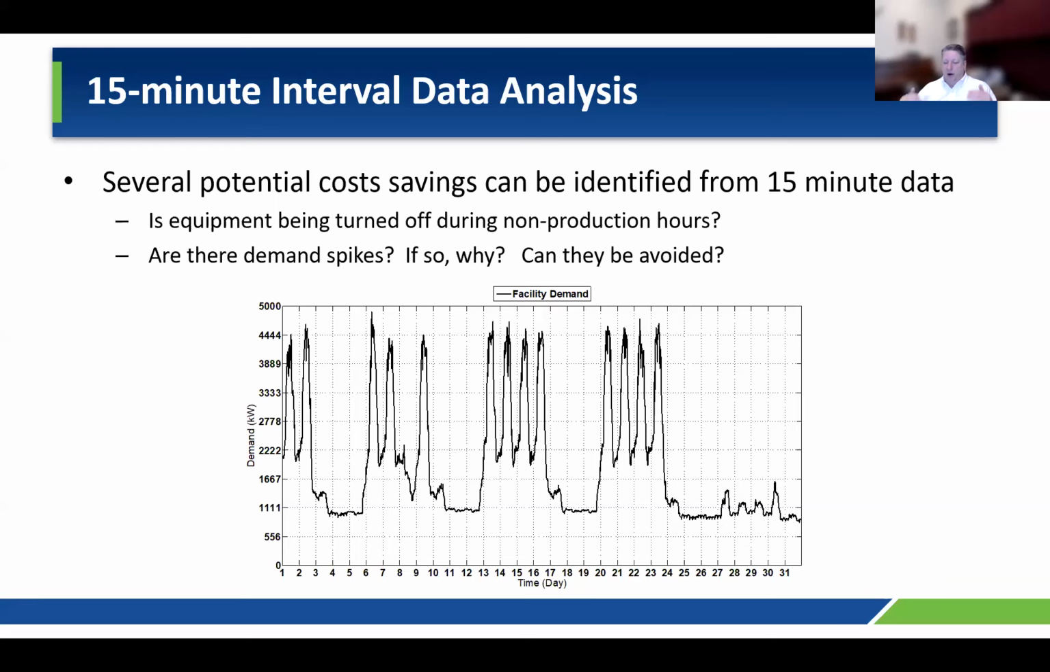We can also look at the non-production hours and say, okay, there's a megawatt of energy being used. What is using that megawatt? What equipment? And is there any of that that could be turned off? It also helps us identify any aberrant demand spikes, and we can discuss whether those could be avoided.